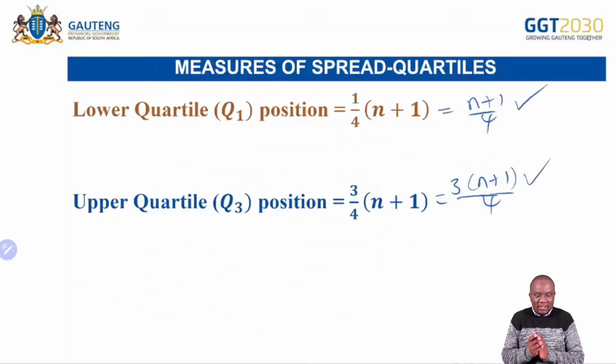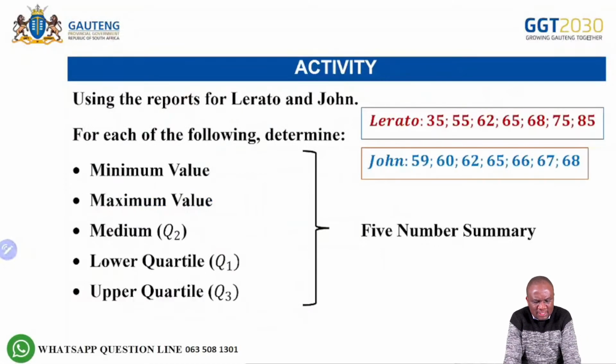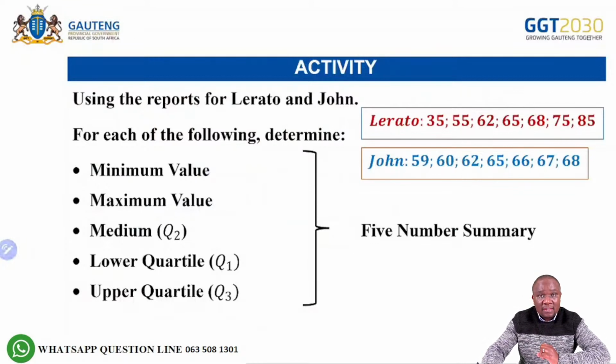Right, welcome back. I hope you have managed to write your notes. Now, using the reports for Lerato and John, going back to Lerato and John, for each of the following, determine the minimum value, the maximum value, the median, lower quartile, and upper quartile. I'm going to show you using Lerato's marks, and then after that, I'll ask you to do for John, isn't it? Okay, right, let's do for Lerato.